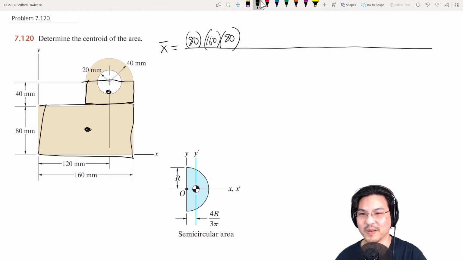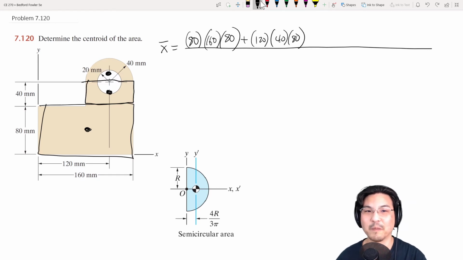Okay, next, this rectangle. The centroid is here in the middle, which is 120 times the area of this rectangle, which is 40 by 80. Now let's get to this semicircle. The centroid is maybe around here, which is 120 times the area of the semicircle, which is 1/2 pi r squared.